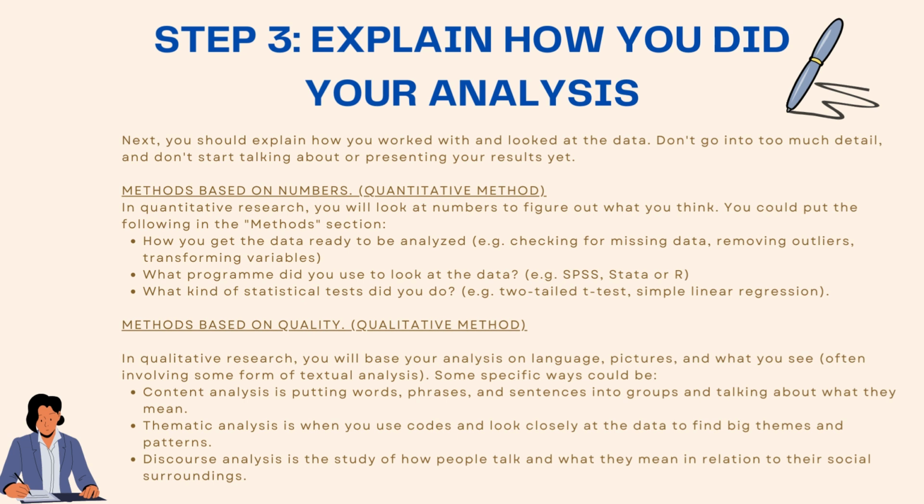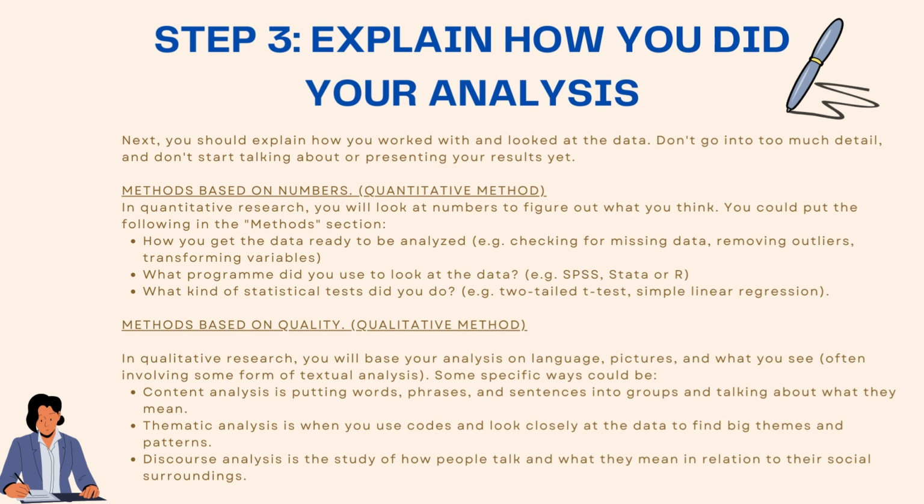Methods based on numbers. Quantitative method. In quantitative research, you will look at numbers to figure out what you think. You could put the following in the methods section: how you got the data ready to be analyzed, e.g. checking for missing data, removing outliers, transforming variables. What program did you use to look at the data? E.g. SPSS, Stata, or R. What kind of statistical tests did you do? E.g. two-tailed t-test, simple linear regression.